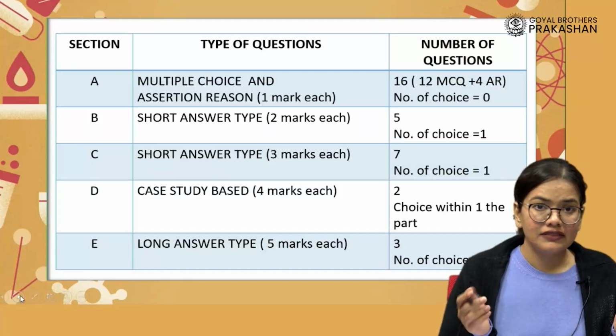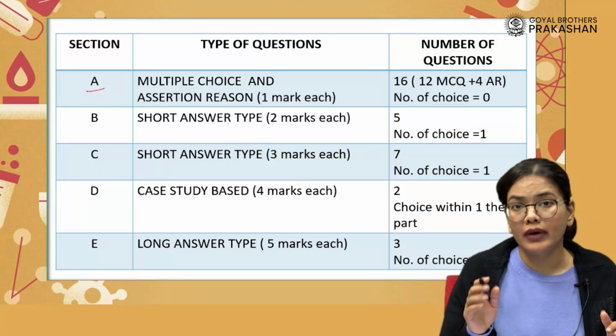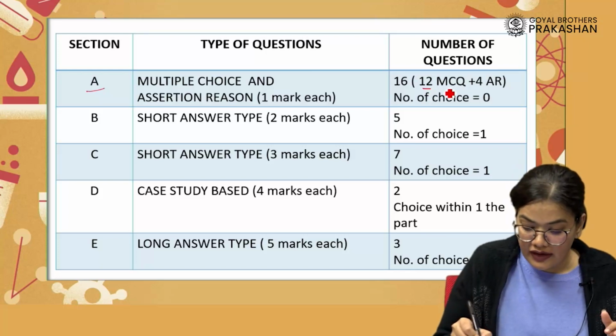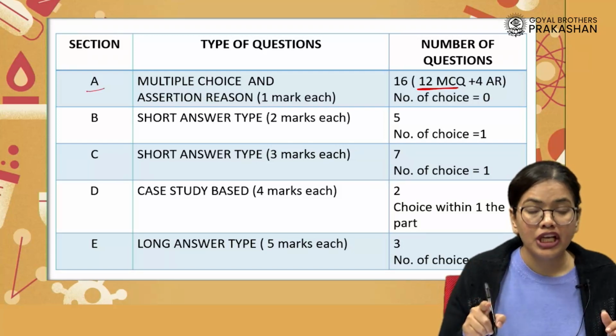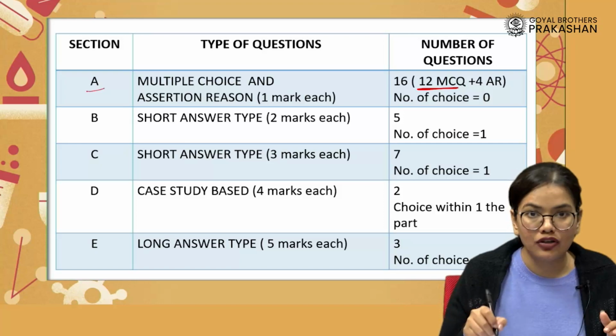As we discussed, we have 5 sections. In section A, what type of questions will you have? You will have multiple choice questions, 12 multiple choice questions and each will have 4 options. You have to mark the correct option. In your answer sheet you will be writing the correct option.